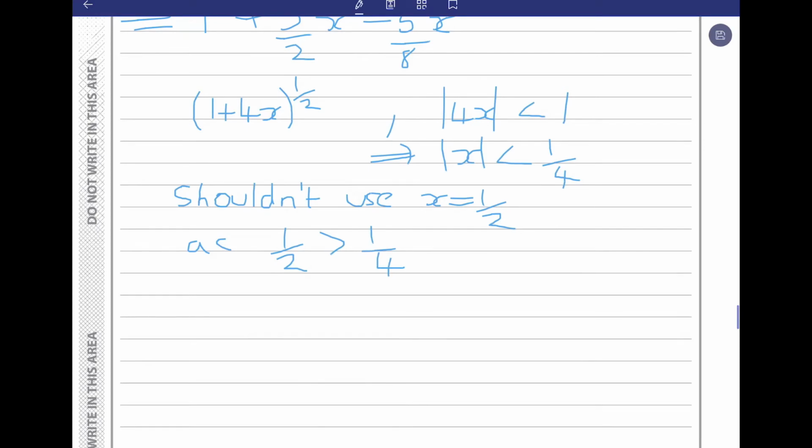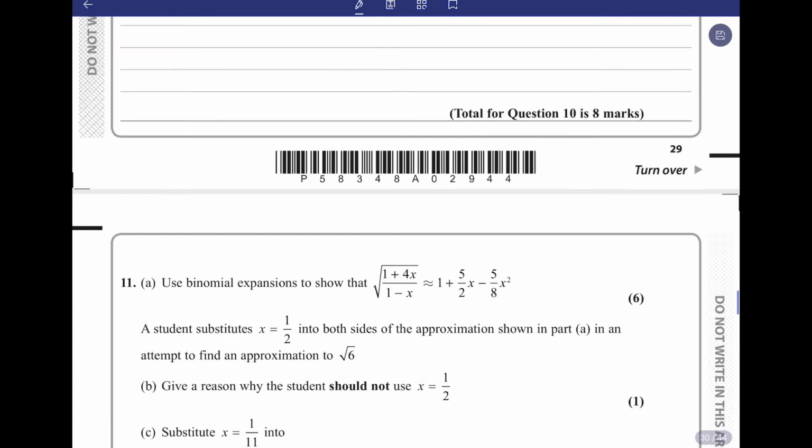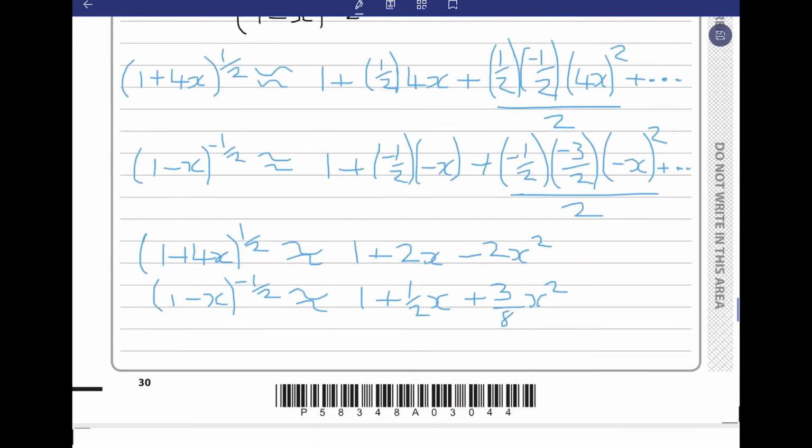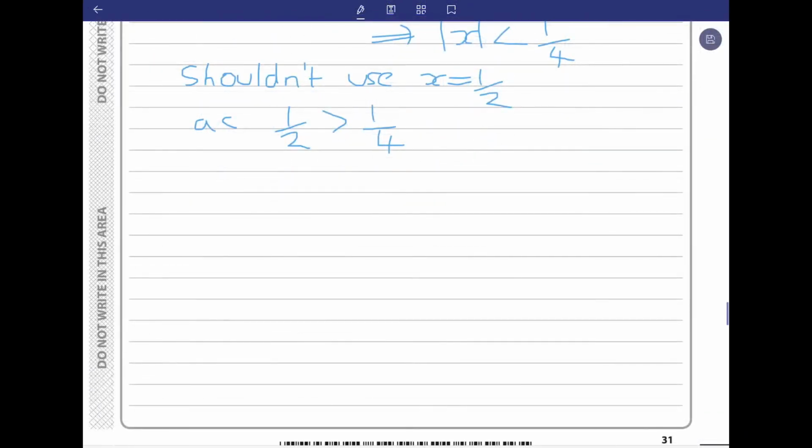Clearly. So that's our answer for that. That's just a 1 mark question there. Finally, substitute x equals 1 over 11 into our answer to obtain an approximation to root 6. So let's go ahead and do this. So part C then, substituting x equals 1 over 11.